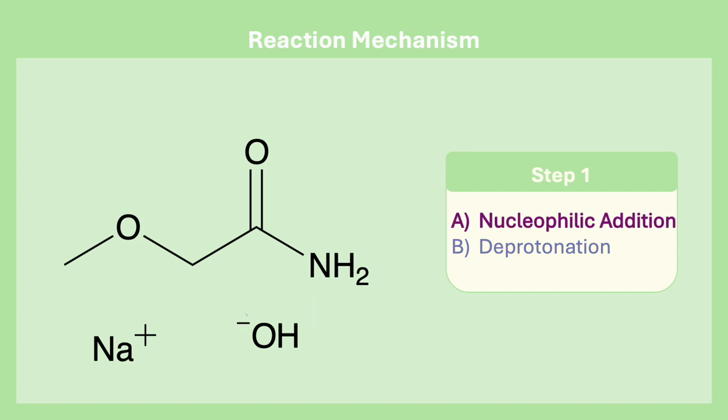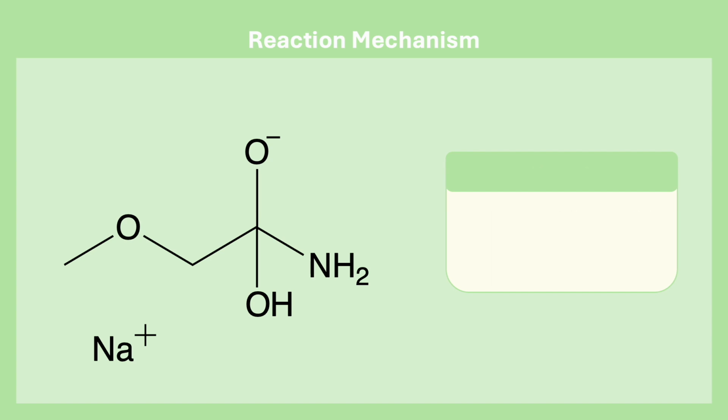The attack at the carbonyl by the hydroxide results in a tetrahedral intermediate. This intermediate is formed by breaking the pi bond of the carbonyl, making the oxygen negatively charged. This is semi-stable as the oxygen is more electronegative than the carbon. Therefore, this is the correct first step in the reaction.